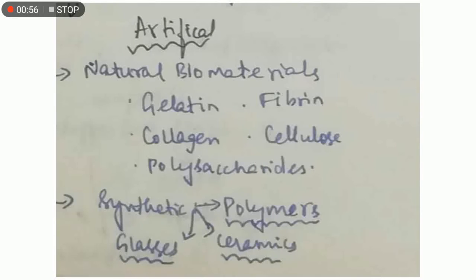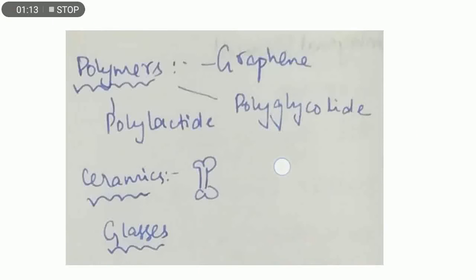Well, about the artificial ones, it can be either natural or synthetic. Natural as in it's going to use collagen, cellulose, gelatin, fibrin, or polysaccharides, which are available naturally, or it can be synthetic, such as using polymers, ceramics, and glasses. Polymers which are used are graphene, polyglycolide, and polylactide. Ceramics are rich in calcium hydroxyapatite, which is a rich component in the bone.